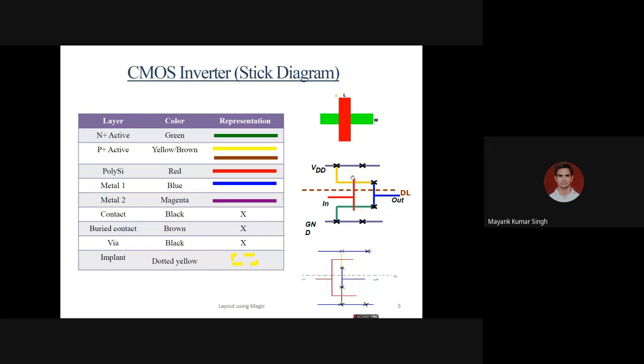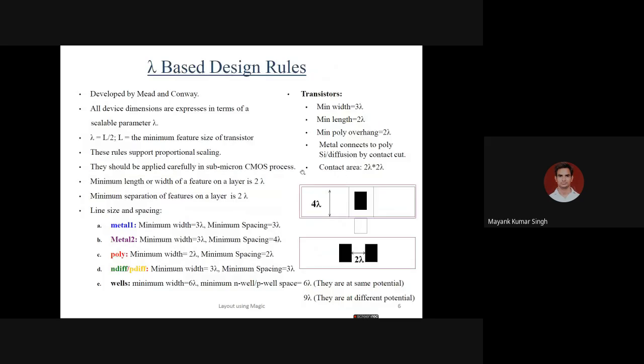After that, we'll now move to the magic tool. Now we are coming to the magic tool. In the magic tool, this is the lambda based design. Lambda is one parameter which is related to the length and the width of the transistor and the other features. How it is related, we will see in this slide.